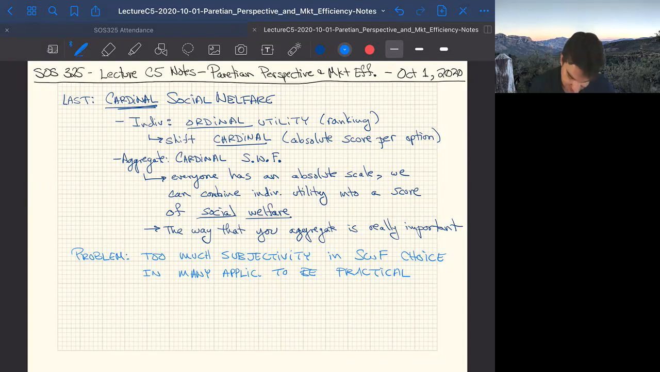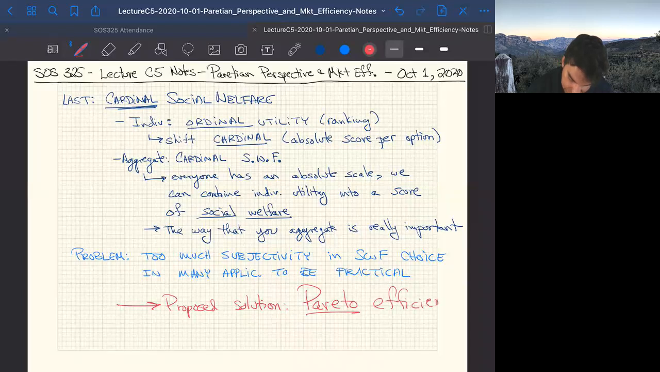All right, so our proposed solution here is Pareto efficiency. Good, and the screen share continues to work, which is good. All right, so how might I depict Pareto efficiency?